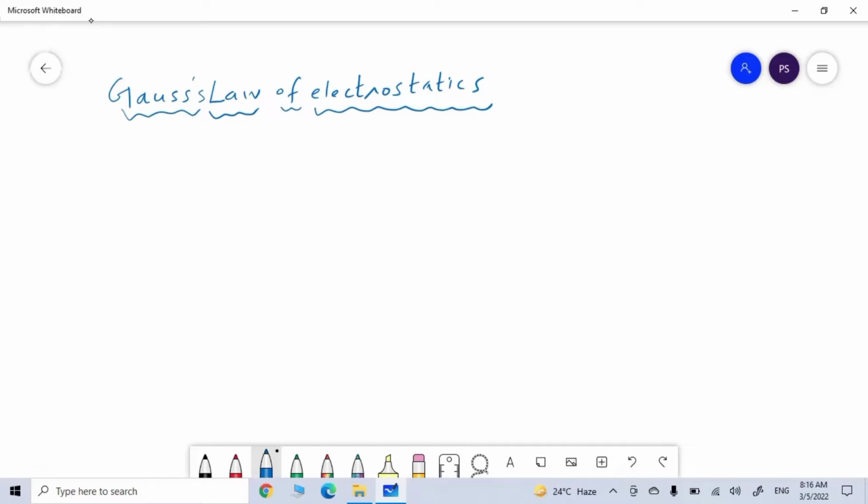Before getting started, we need to look into another important term associated with Gauss's law of electrostatics, and that's electric flux. Electric flux is indicated by the symbol Greek letter phi suffix e. So what is electric flux? Let us discuss. Let's take an open surface, for example. So this would be our open surface.